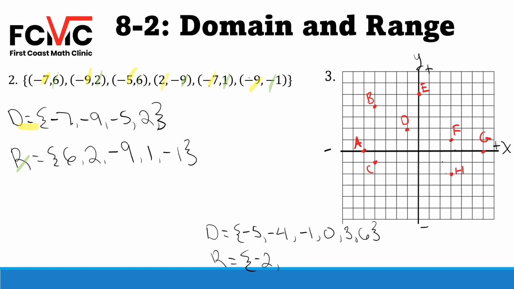Then C is going to be at -1. A and G are both going to be 0. F is going to be 1. D is going to be 2. B is going to be 1, 2, 3, 4. And E is going to be 5. So this is our domain, our set of x values, and our range, our set of y values from our graph.